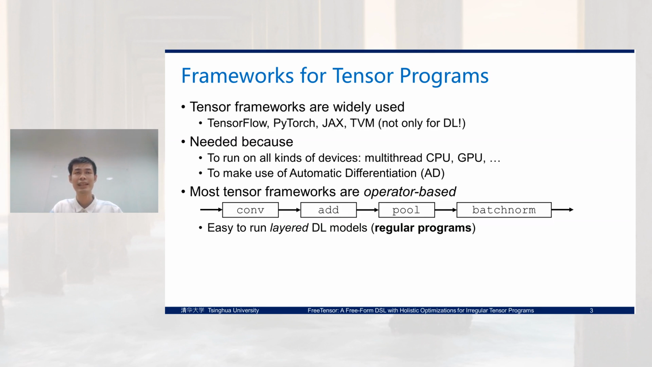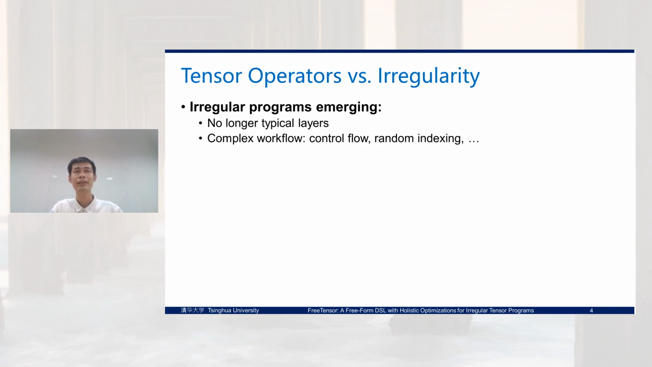Users need to chain tensor operators as a graph to form a program. This is a good choice to run on devices and apply AD for classic deep learning models, which are regularly layer by layer, and each layer can be expressed as several operations. However, there are many other programs that are not regular. These programs are no longer typical layers, and they may contain complex workflows such as control flows or random indexing.